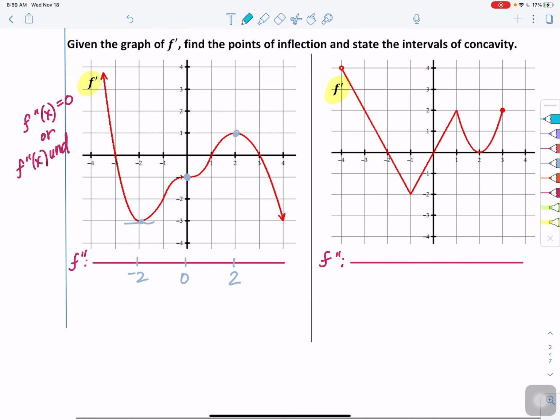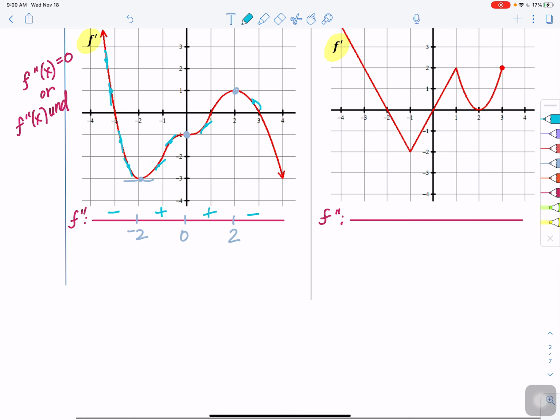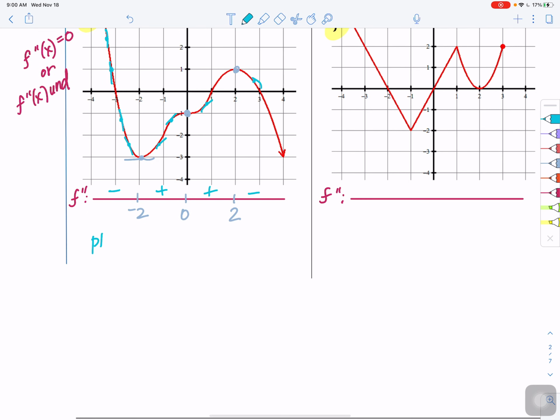From -infinity to -2, all of the slopes of the tangent line are negative. So, that means that it's concave down there. And all of the slopes are positive here. And from 0 to 2, it also has positive slopes of tangent lines, and then they're negative from 2 to infinity. So I do want you to notice that our points of inflection are only at x equal to -2 and x equal to 2.